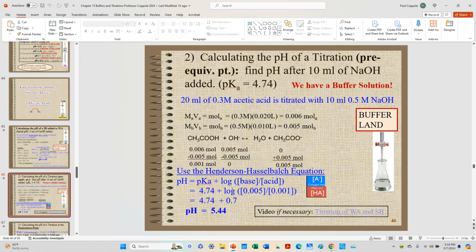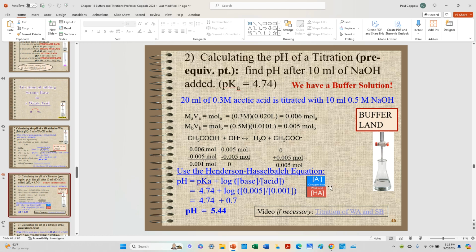So we go to our Henderson-Hasselbalch equation. We already know what the pKa is. It's given. And we take the base over the acid. Since the volumes are the same, we don't have to worry about that. We can just use the moles of each and follow the Henderson-Hasselbalch equation and get the pH of 5.44. So we're in buffer land there, and that's why we had to use the Henderson-Hasselbalch.